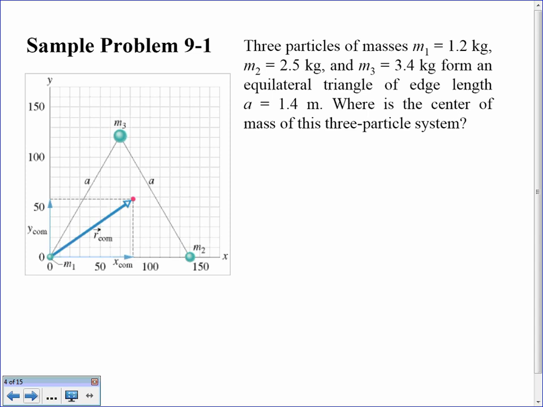And so just to get the x and y coordinates of M3, the x coordinate is going to be 0.7 meters. And the y coordinate you could get from a little trigonometry. This is 60 degrees. This is 1.4 meters. And so this height would be 1.4 times the sine of 60 degrees, which is 1.21 meters.